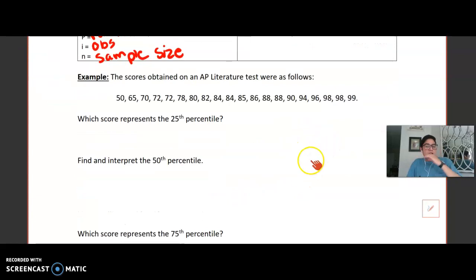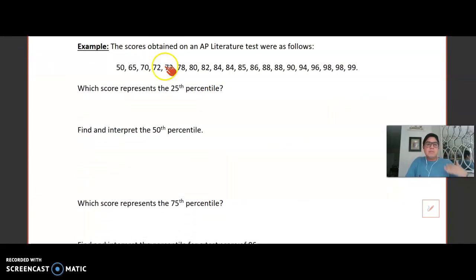The scores obtained on the AP Lit exam were as follows. And you can see here, it's nice and organized. This might not always be the case, so you might have to make a dot plot or something, but it'll help you to organize where your data falls. So what score falls at the 25th percentile? Well, let's take a look here. Let's count them up. 1, 2, 3, 4, 5, 6, 7, 8, 9, 10, 11, 12, 13, 14, 15, 16, 17, 18, 19, 20. Excellent.